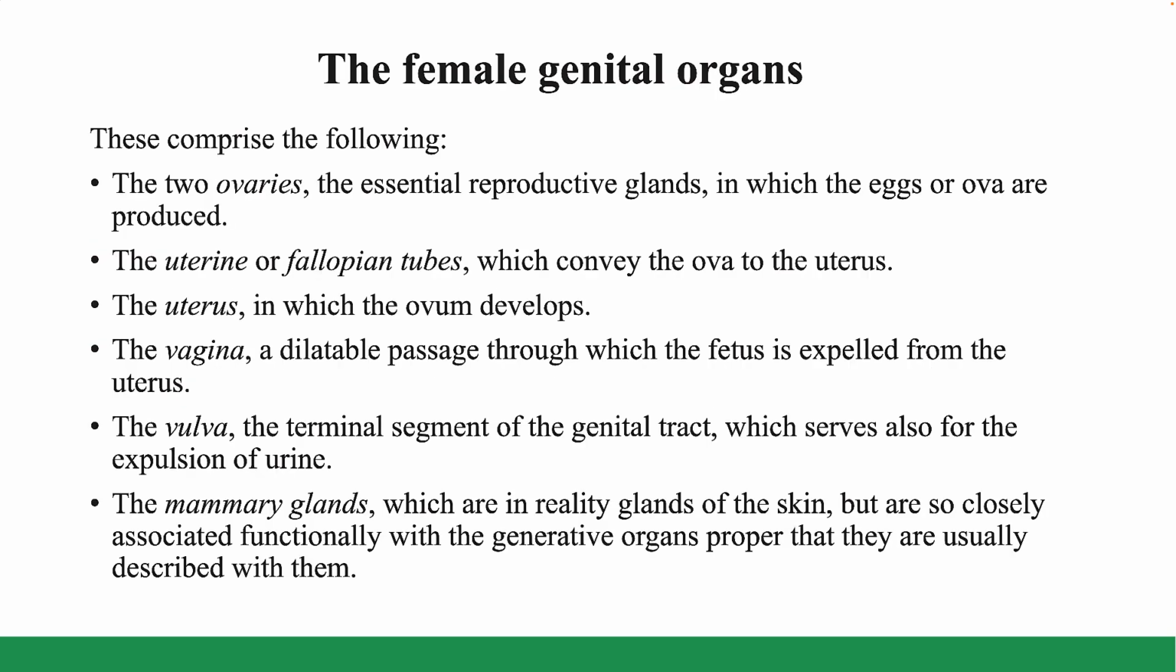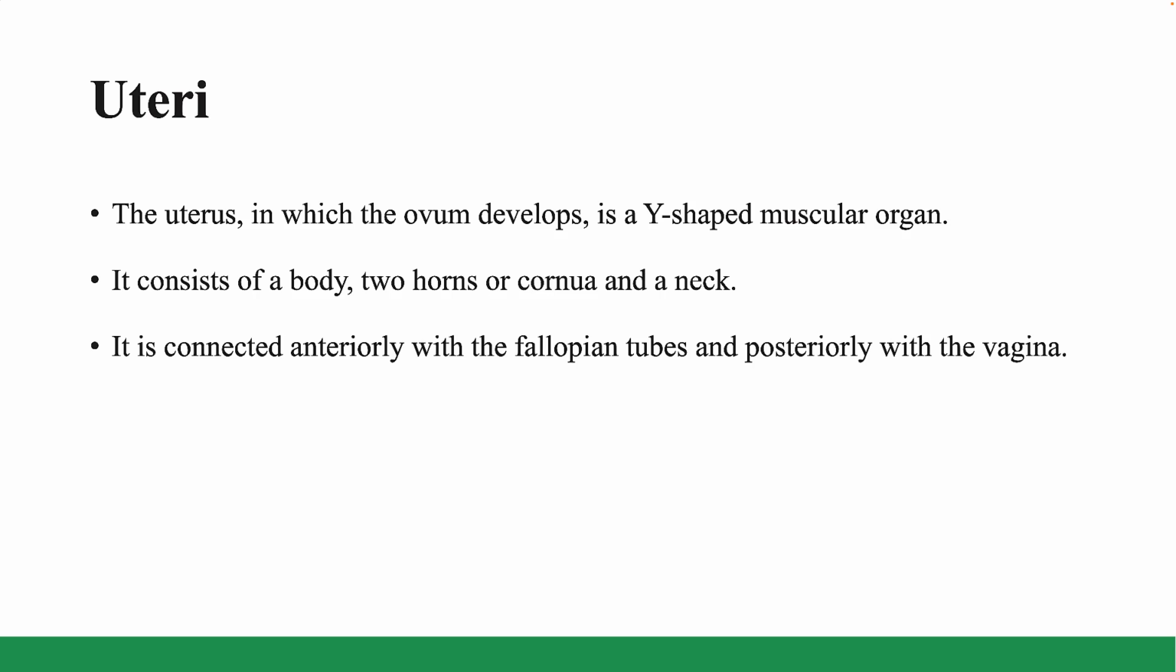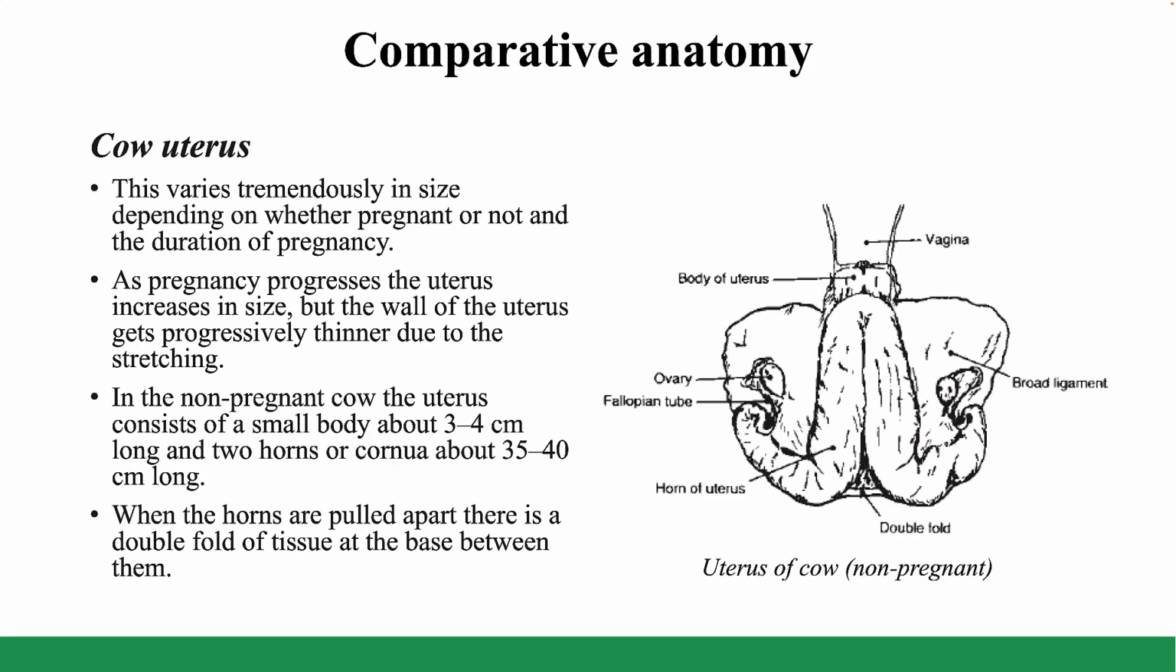And then we have the female genitals, which consist of the ovaries, the uterine tube, the uterus, the vagina, and the vulva. But here we are going to concentrate on the uterus, because that is how they differ among themselves. In most cases, the uterus is Y-shaped. It consists of two horns, a body, and a neck. It is connected anteriorly with the fallopian tubes and posteriorly with the vagina.